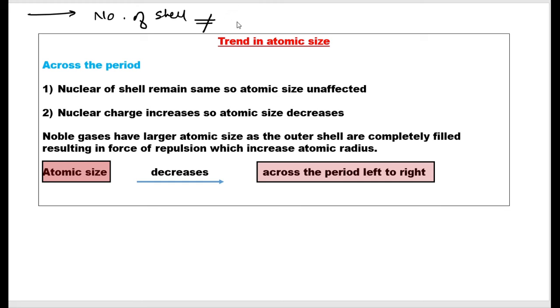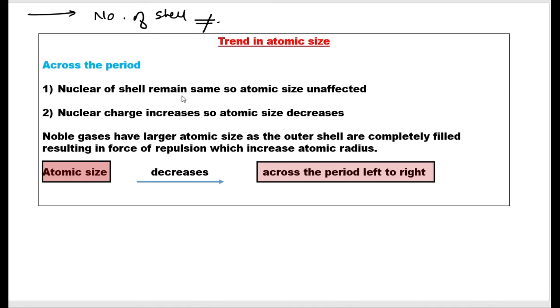There is no change in the shell number. Means period 1, all the elements in the period 1 will have the same number of shells. So this factor will not affect the atomic size. So you cannot distinguish elements, or you cannot justify a reason why a particular element A is having a smaller radius than element B.